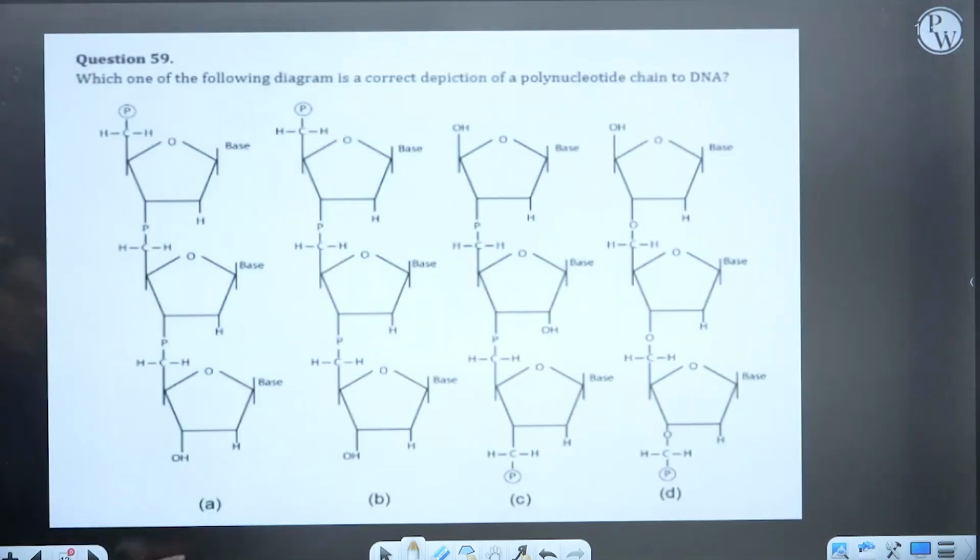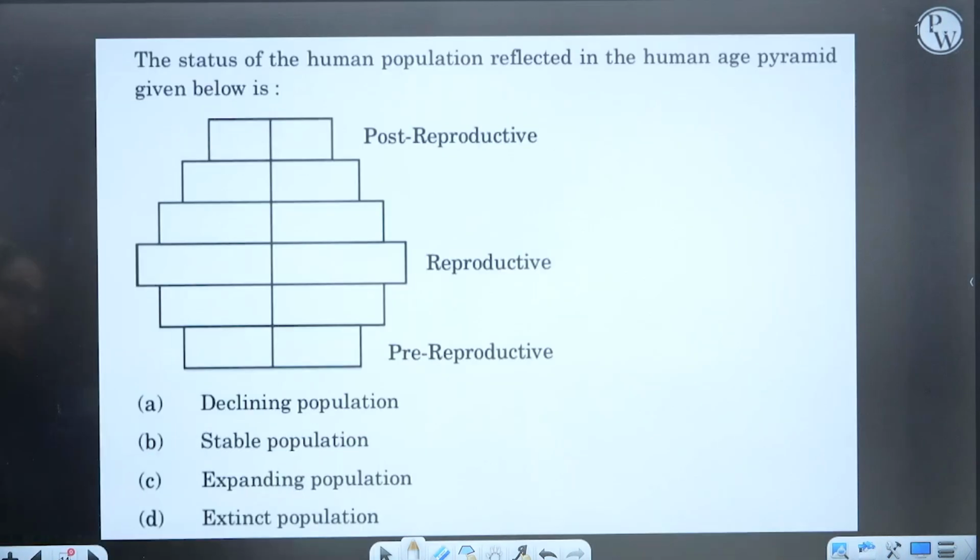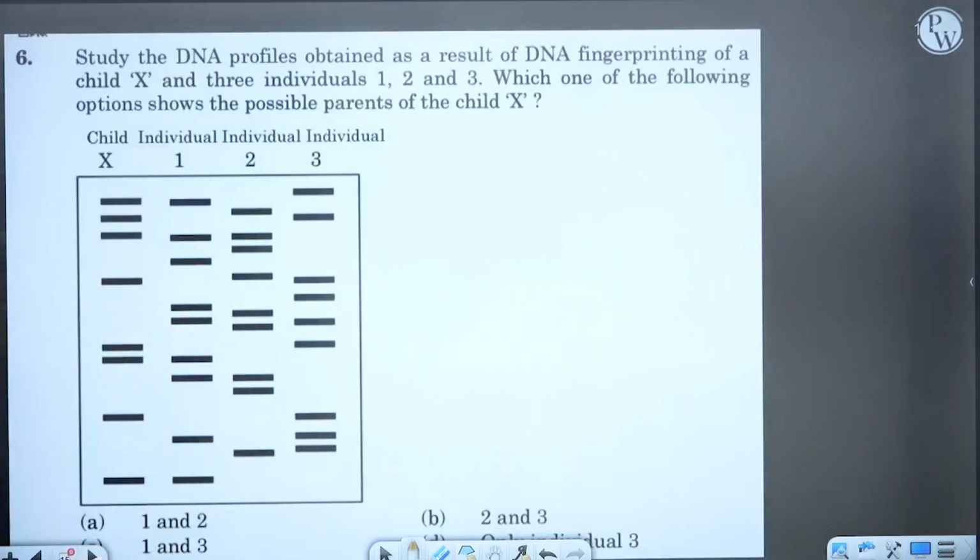DNA histone. Next is this polynucleotide of DNA. Then they are asking you question from the lac-operon. This is from the ecology portion. This is the DNA fingerprinting.